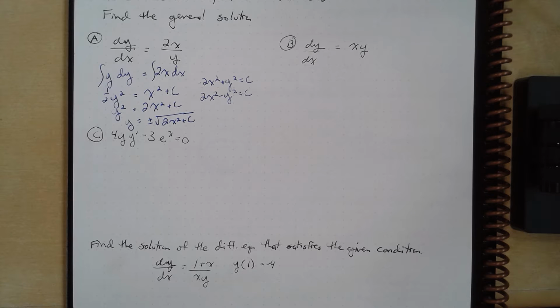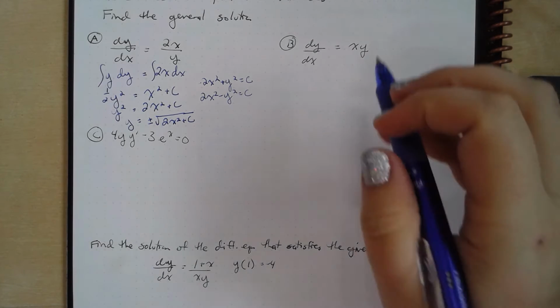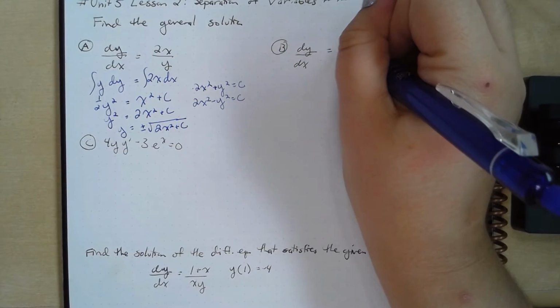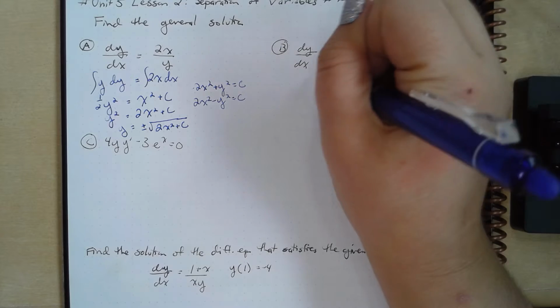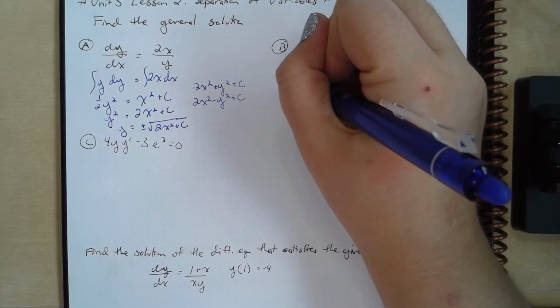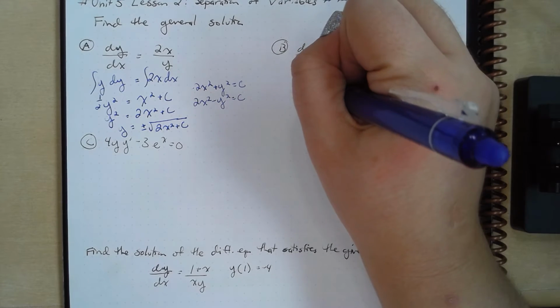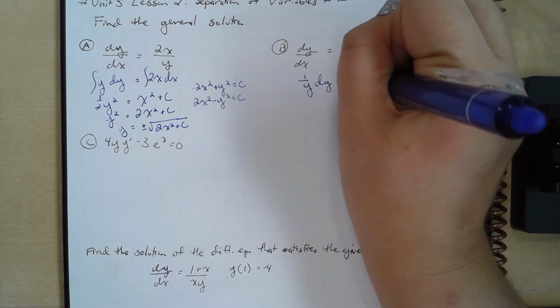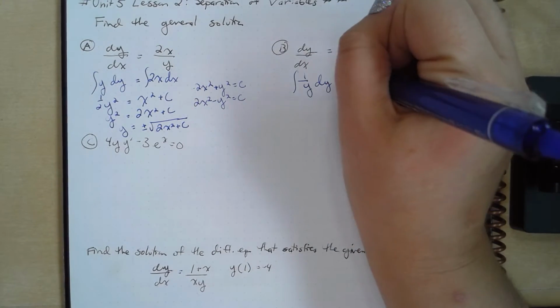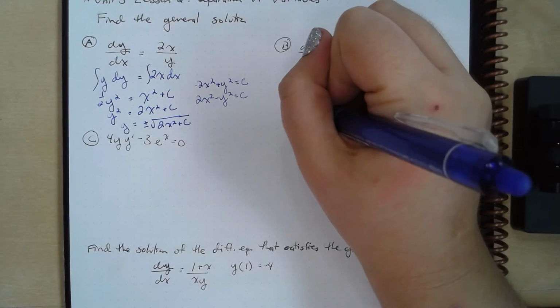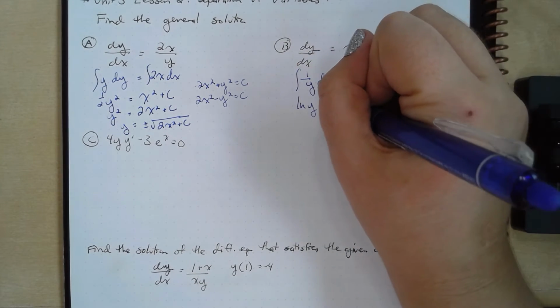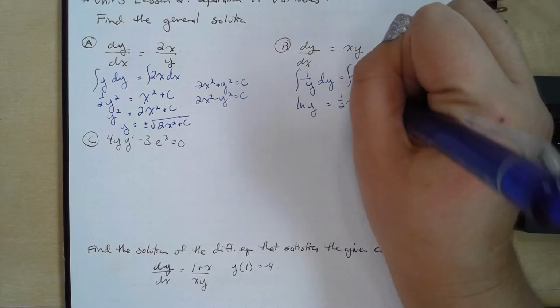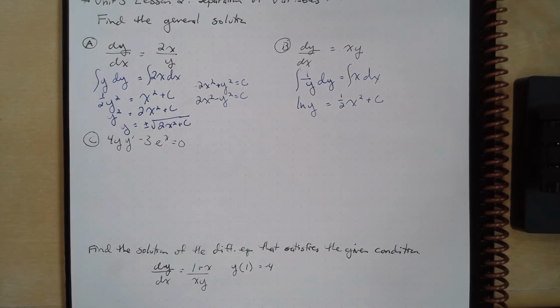dy over dx is equal to xy. Well, in this situation, I'm going to cross multiply again. I'm going to have to multiply by dx and divide by y. So I'm going to end up with 1 over y dy is equal to x dx. Then I can take the integral of both sides. So 1 over y is going to be the natural log of y is equal to 1/2 x squared plus c.